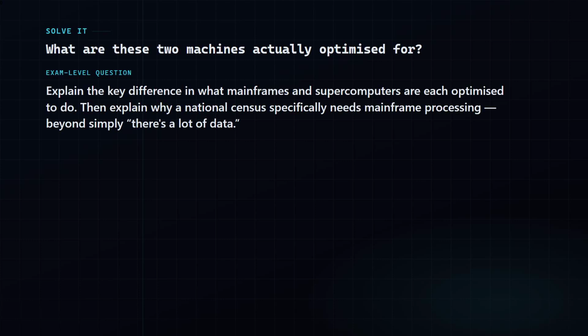Here is your exam-level question. Explain the key difference in what mainframes and supercomputers are each optimized to do. Then explain why a national census specifically needs mainframe processing, beyond simply, there's a lot of data. Pause it and name the actual deadline and growth reasoning before you check the solution.